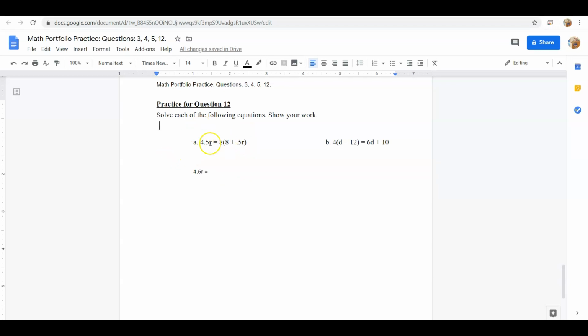What I mean by distribute is you look at this right here, I'm about to highlight and bold, and you see that there is parentheses that says 8 plus 0.5r inside, and outside's an 8. So when you distribute, you need to multiply the number on the outside times both of the numbers on the inside. So what I mean is this 8 multiplies into this 8. So we do 8 times 8 there, and that's 64.